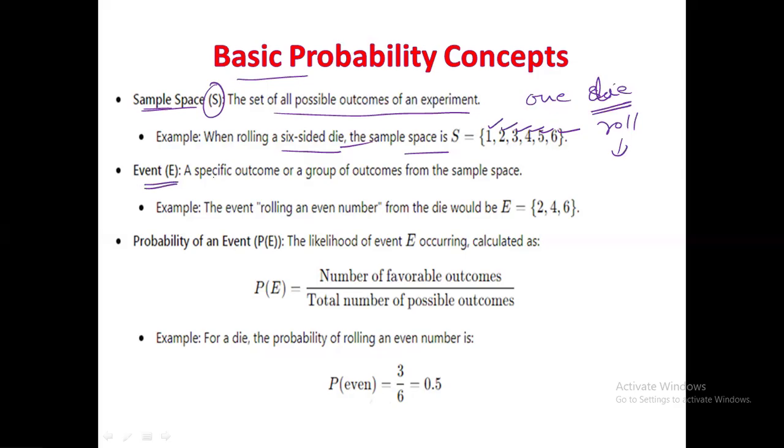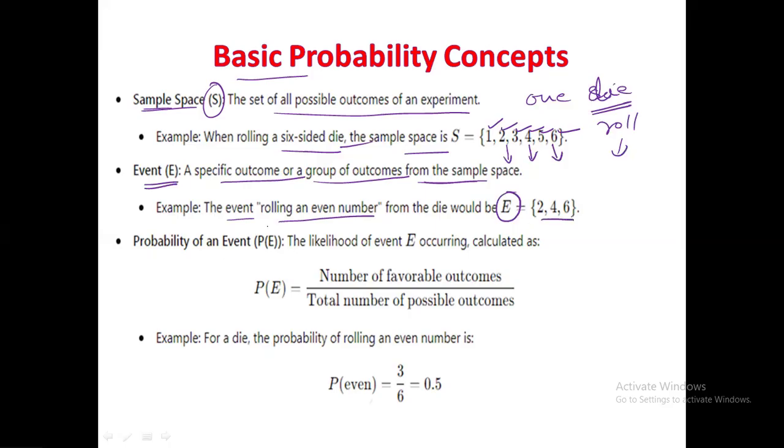And the event E is defined as a specific outcome or group of outcomes from the sample space. For example, the event of rolling an even number on the die. What are all the even numbers? The even numbers are 2, 4, and 6. So the event is represented by the symbol E equal to {2, 4, 6}.